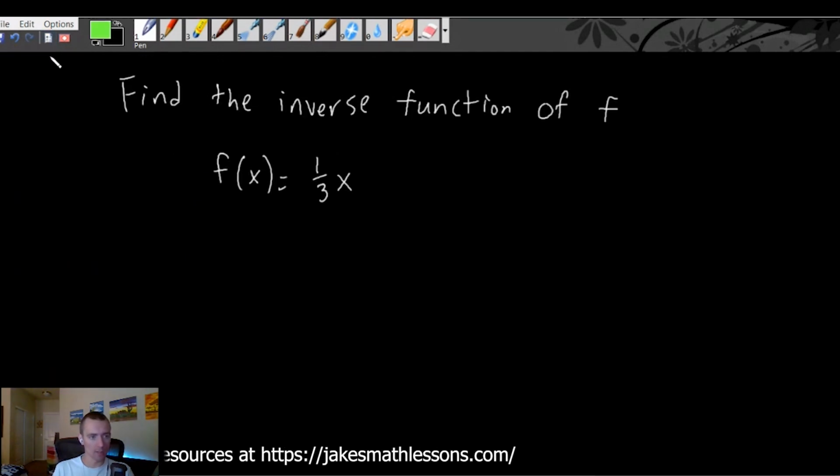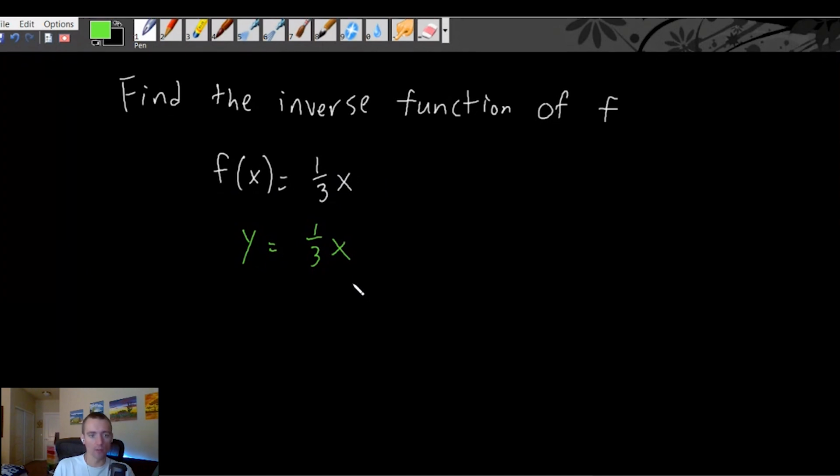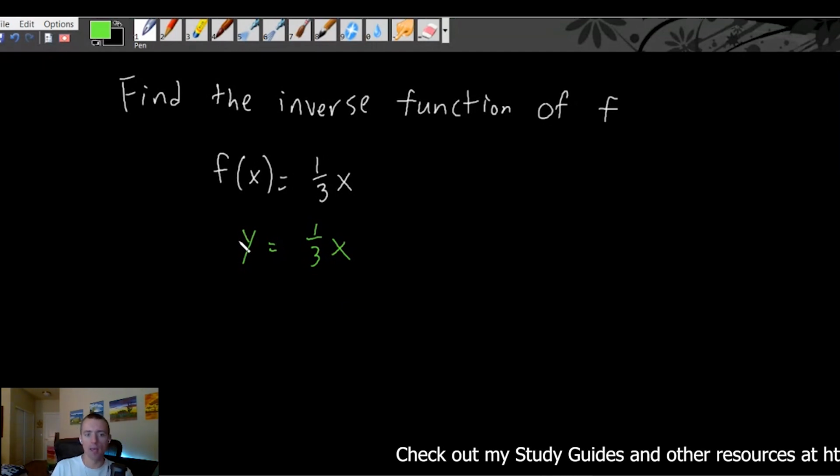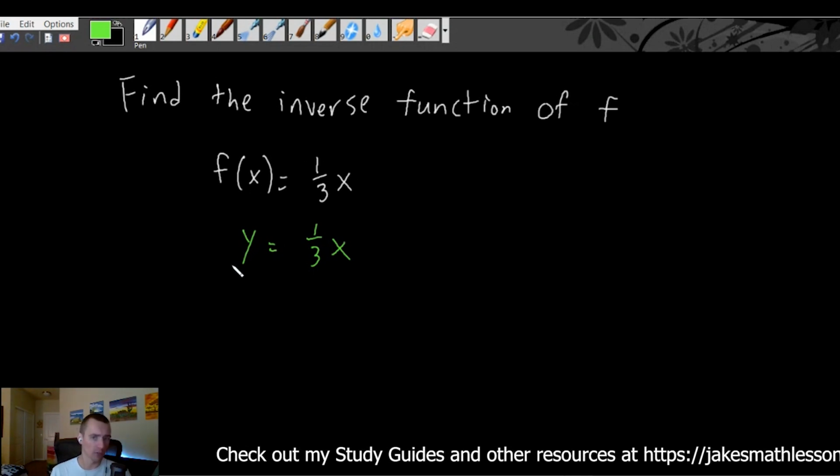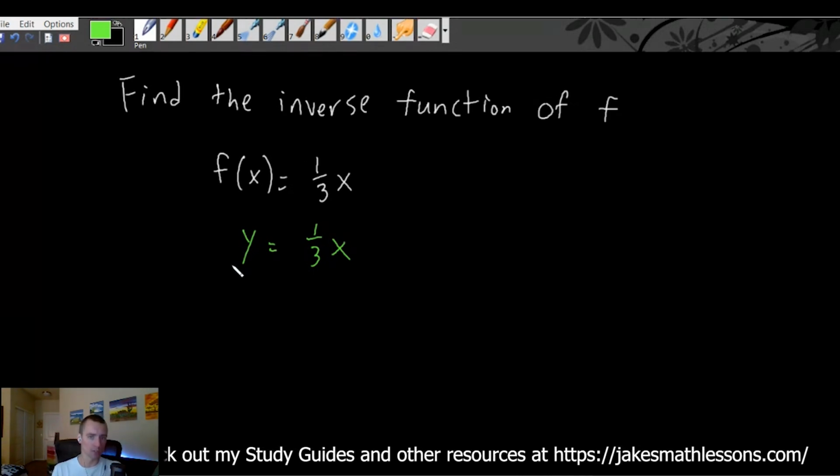The first thing that I like to do, instead of writing it as f of x equals some function of x, is write it as y equals that function of x. So y equals 1/3 x. The reason I like to do this is because once you have it in this form, all you really have to do is switch your x's and your y's. Essentially we're saying y equals f of x, and to find the inverse, because all finding an inverse of a function is switching your inputs and your outputs.